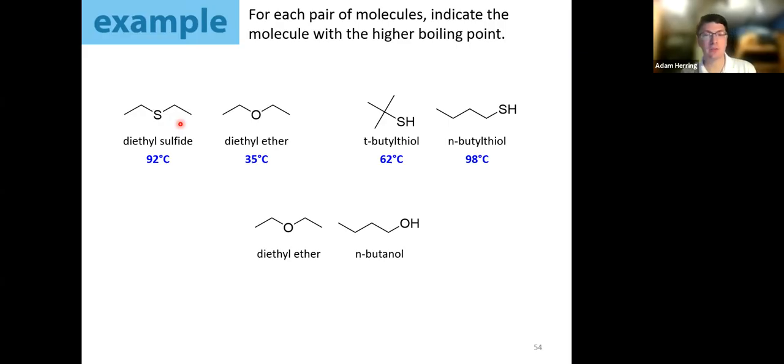Diethyl ether versus N-butanol. N-butanol has a much higher boiling point. While these are constitutional isomers, therefore they have the same molar mass, London dispersion forces will be the same. But N-butanol can interact through hydrogen bonding because it has a hydrogen with a covalent bond to oxygen, and there's a set of lone pair electrons on those oxygens.